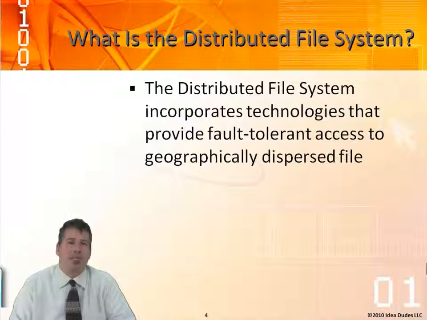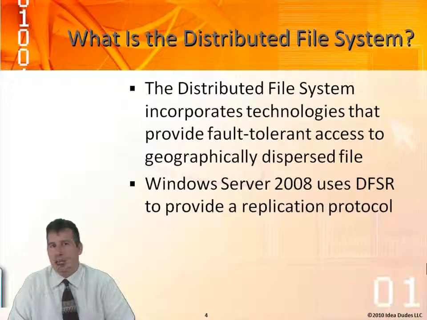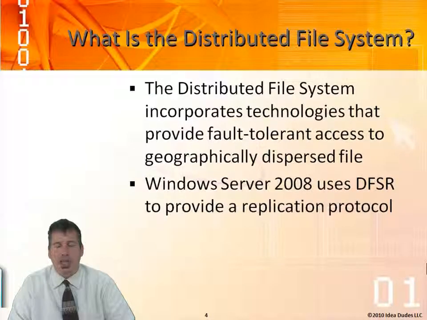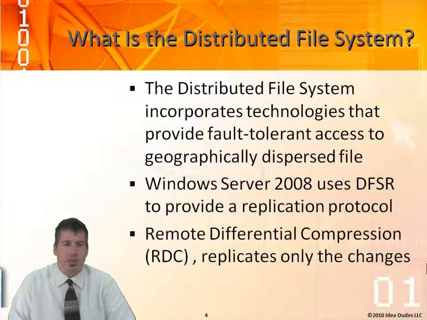It provides fault tolerant access for geographically dispersed files. Windows Server 2008 uses DFSR to provide a replication protocol. Now, we did have this in Windows Server 2003, but it has been improved on because now we have DFSR, which is Distributed File Services Replication, and it uses remote differential compression. What that does is, when we make changes, it's going to replicate only the changes.